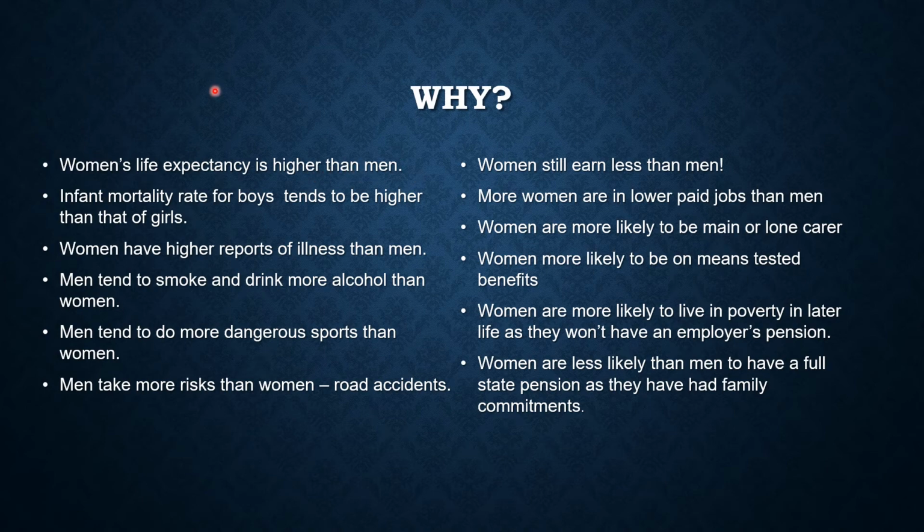So women's life expectancy is higher than men, we know that. Women still earn less than men, so this could impact them. So maybe that could be a link with the ill health. We know there's that glass ceiling where women aren't earning as much as men. So again, supporting a family, this could be a problem. If women aren't earning as much money, they may be choosing to heat the house rather than eat, again affecting health. So infant mortality rates for boys tends to be higher than for girls.